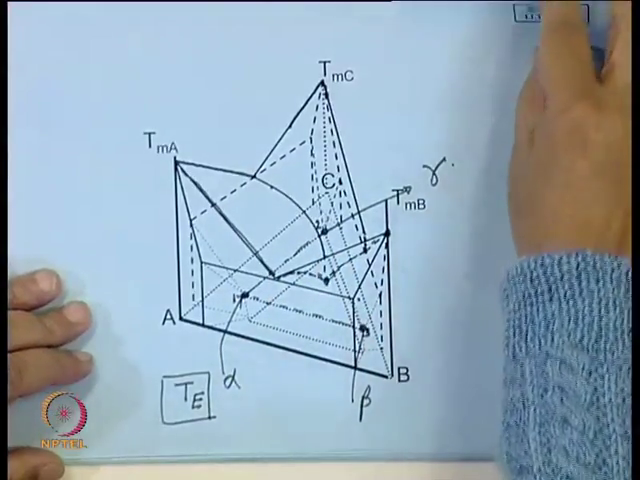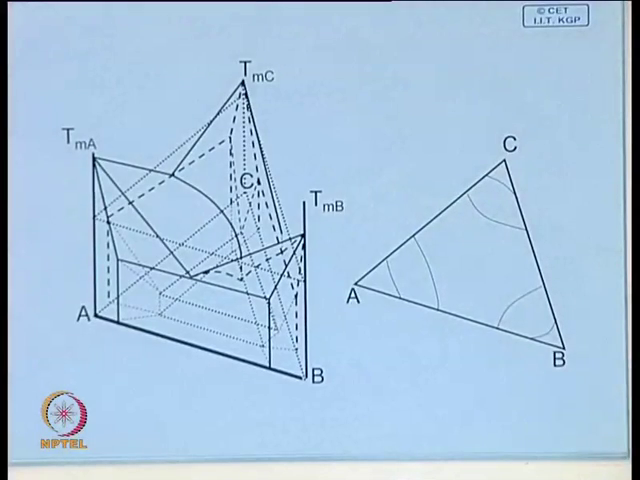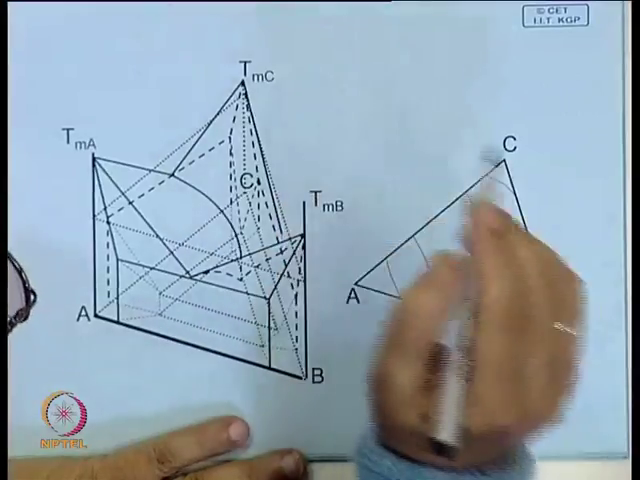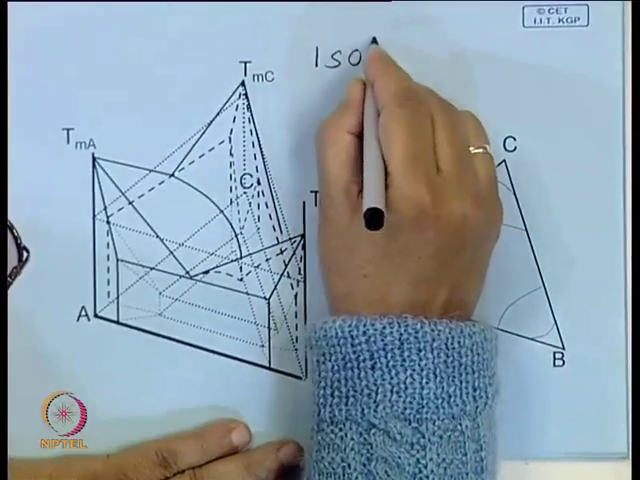Now, let us try and construct sectional diagrams. So, now let us look at one isothermal section.